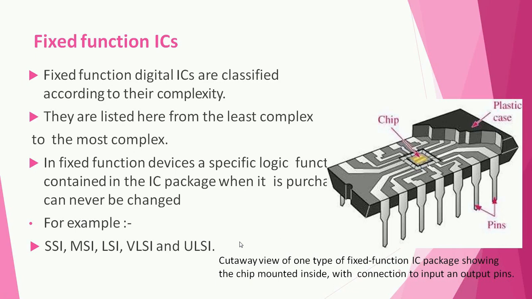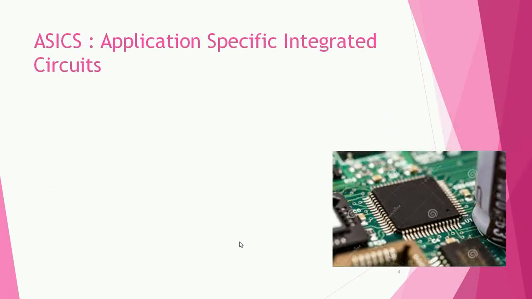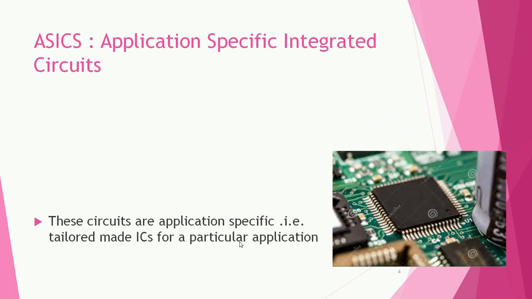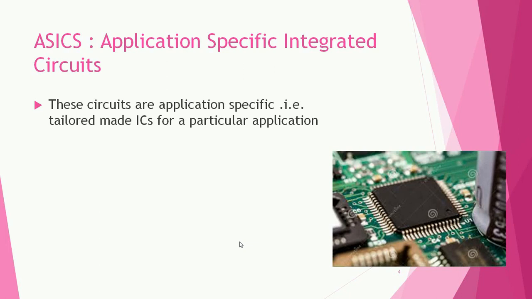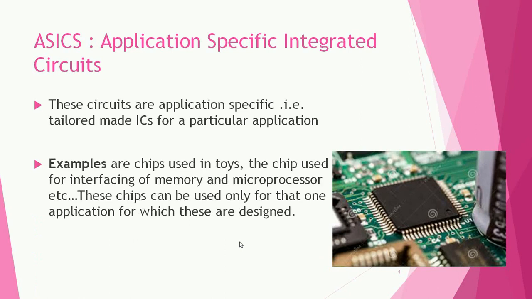Next is ASICs, that is application specific integrated circuits. These circuits are application specific, that is, tailor-made ICs for particular applications. Examples are chips used in toys, and chips used for interfacing memory and the microprocessor. These chips can be used only for the applications for which they are designed.